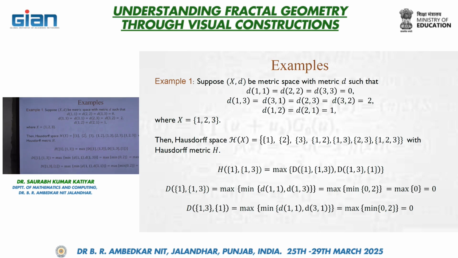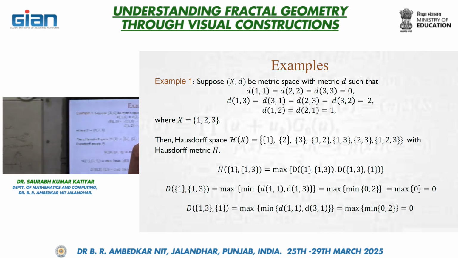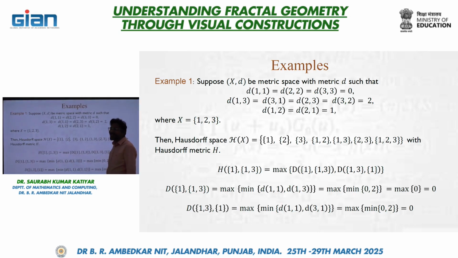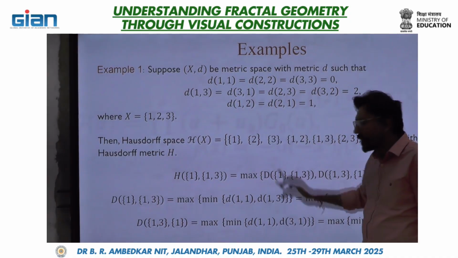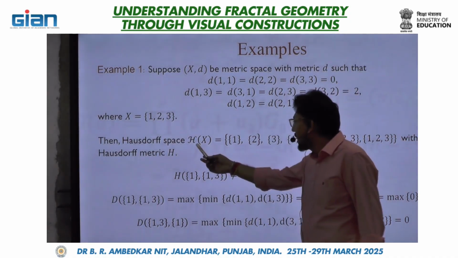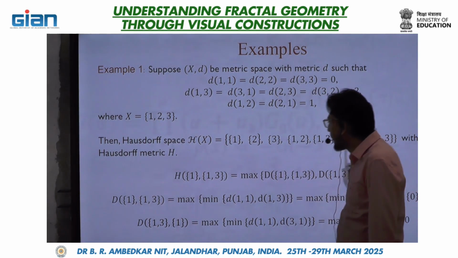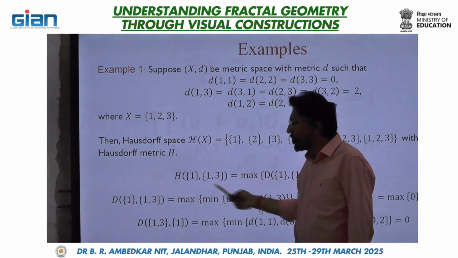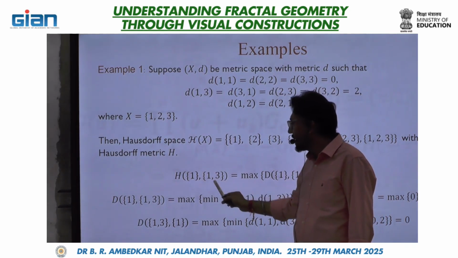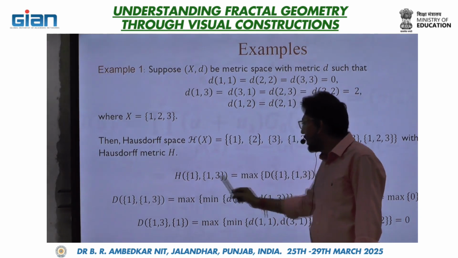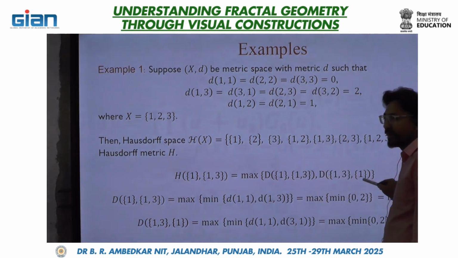And now I have given another example. My student Deepak says that here D of 2 comma 3 and 3 comma 2 is not defined. Okay, so I just put here D of 2 comma 3 and D of 3 comma 2 as some number 2. Then you find what will be the Hausdorff space. Then I said that 1 2 3, 1 2, 1 3, 2 3, 1 2 3 with Hausdorff metric H. Then I am trying to find what will be H of A comma B. This is your A, this is your B, and this will be maximum of D of A comma B and D of B comma A. So D of this one and D of this one.